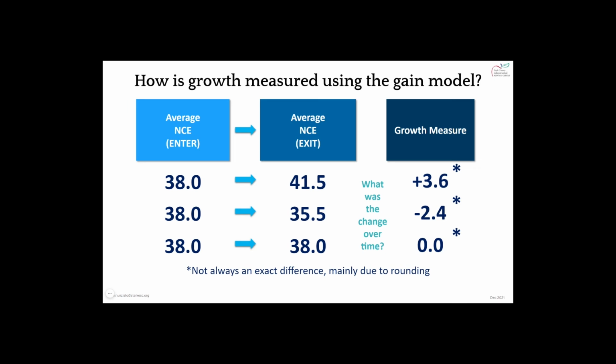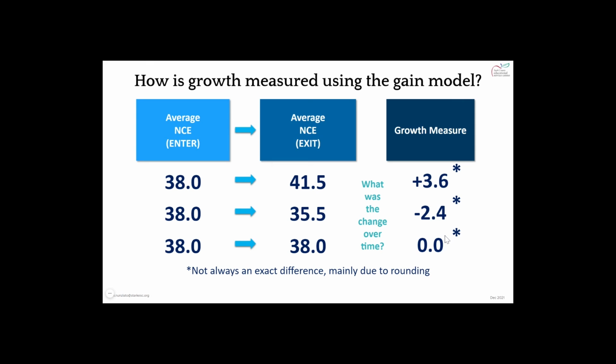How does that work? Well, let's say you have a group of students who enter a grade level, we'll say 5th grade math, and they enter with an NCE of 38. They exit after taking the state assessment with an average NCE of 41.5. Well, that was a positive 3.6 gain. If they entered with a 38 and left at a 35.5, that was a negative 2.4 gain. And if they stayed the same, they get a gain of 0.